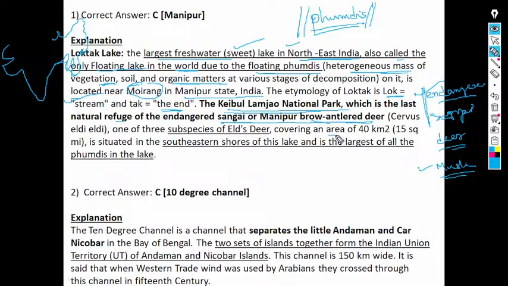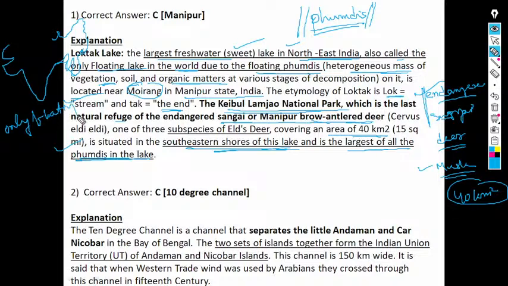Keibul Lamjao covers a 40 square kilometer area. It is situated in the southeastern part of this lake and is the largest of all the phumdis in the lake. Keibul Lamjao National Park is famous in India because it is the only floating national park in India.